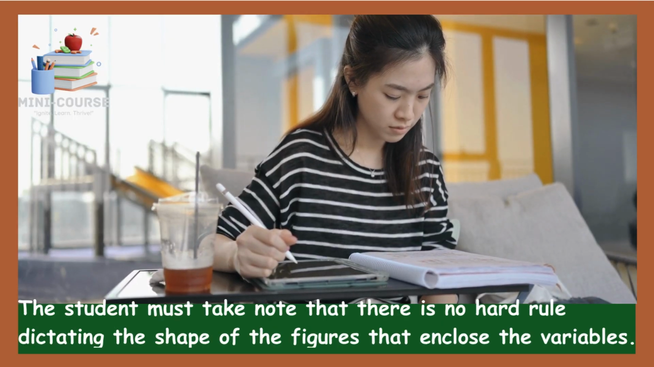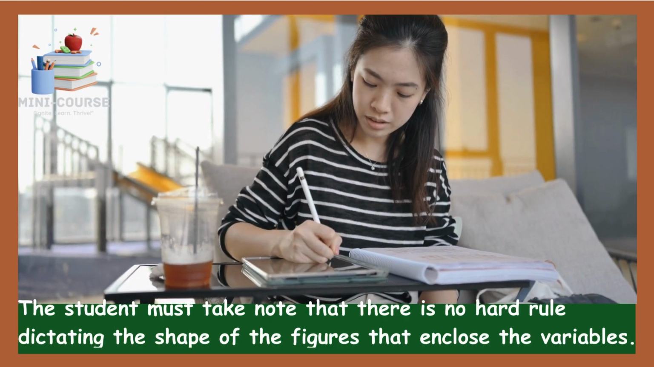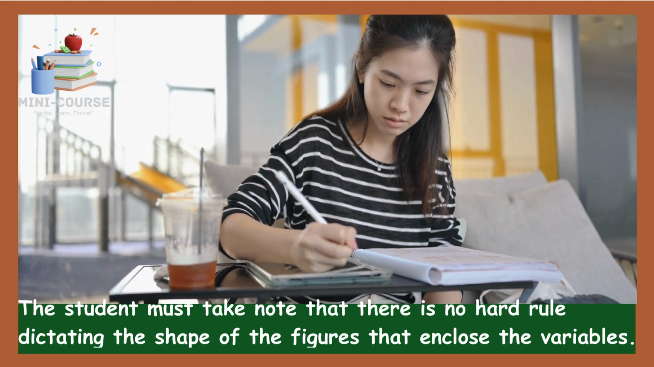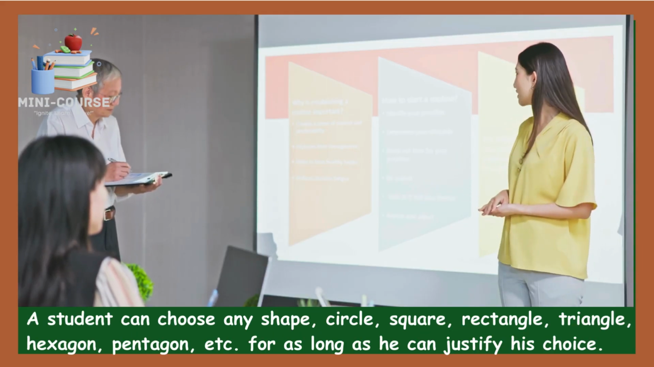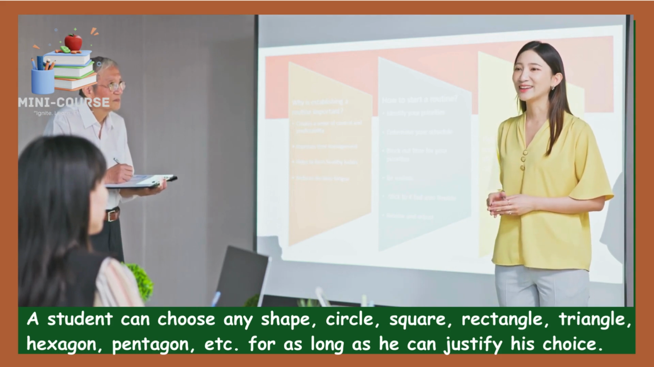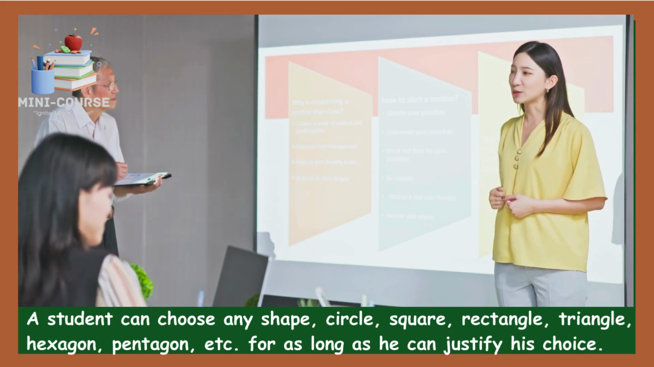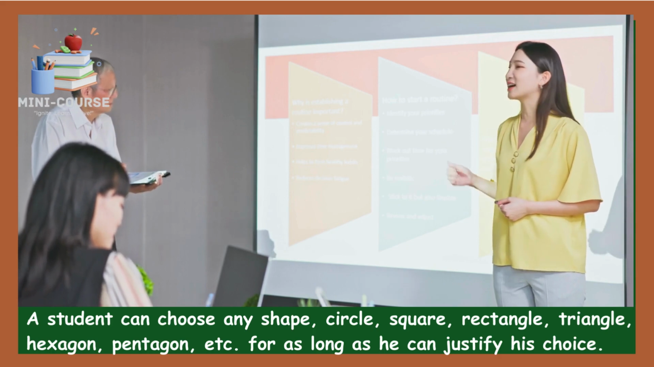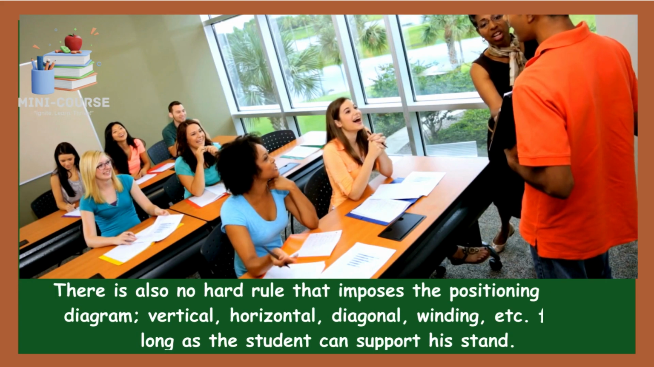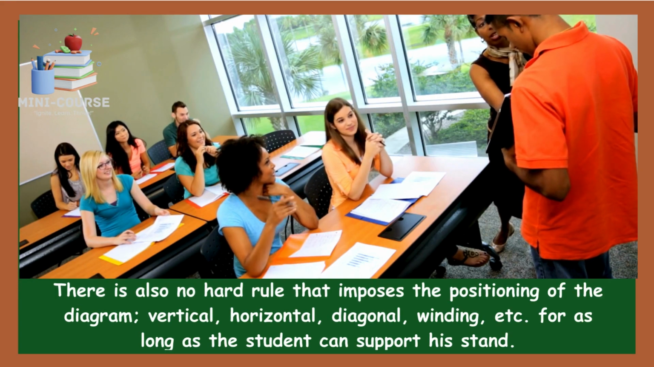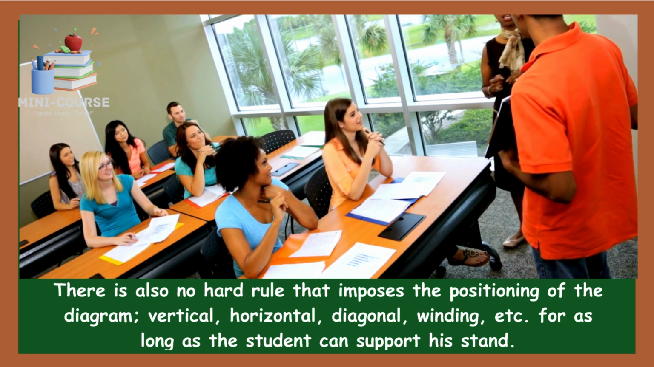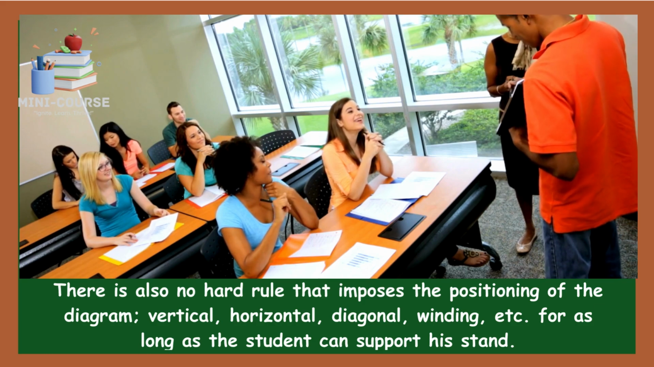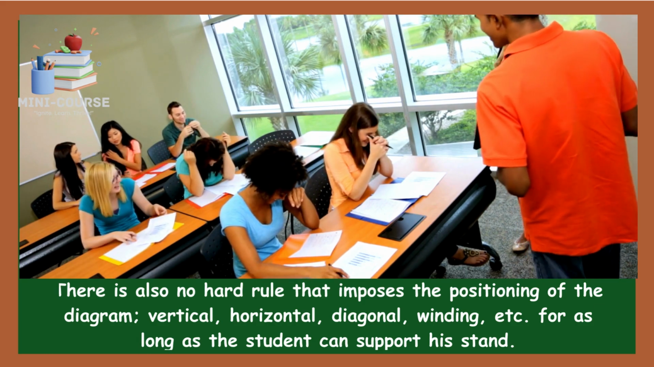The student must take note that there is no hard rule dictating the shape of the figures that enclose the variables. A student can choose any shape: circle, square, rectangle, triangle, hexagon, pentagon, etc., for as long as he can justify his choice. There is also no hard rule that imposes the positioning of the diagram: vertical, horizontal, diagonal, winding, etc., for as long as the student can support his stand.